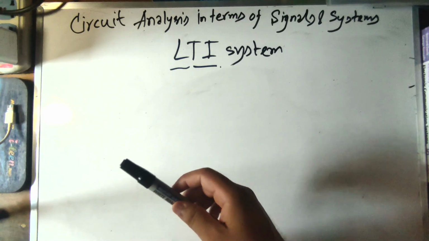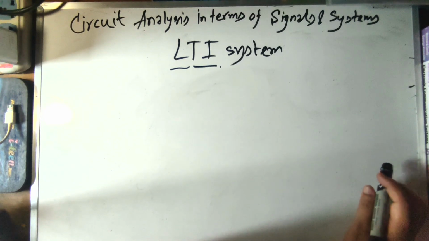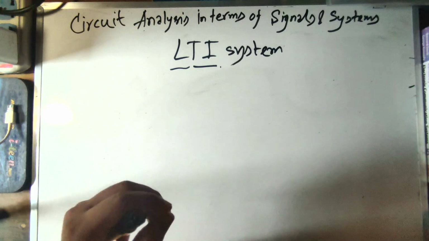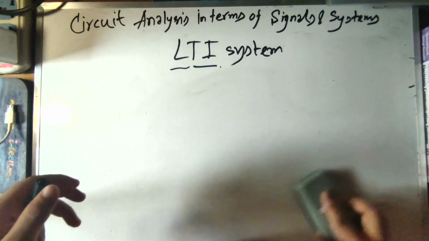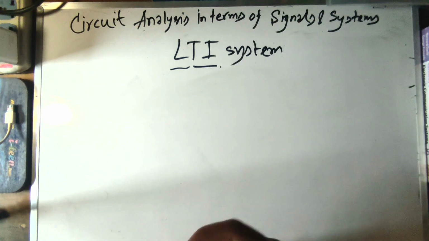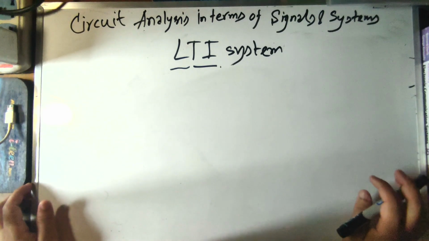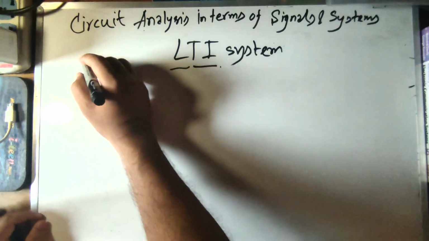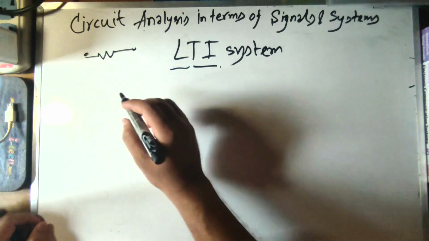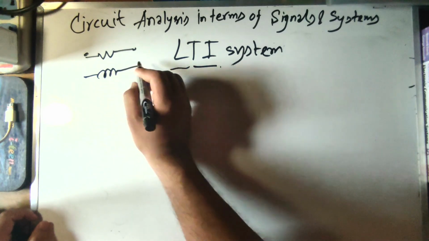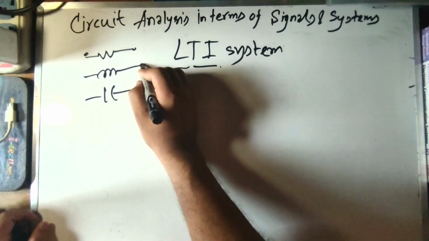So linear systems give a much more predictable output or response. For today, our first lecture, we will solve a circuit with no excitation, no input. As we know, passive circuit elements are mainly three types: resistor, inductor, and capacitor.